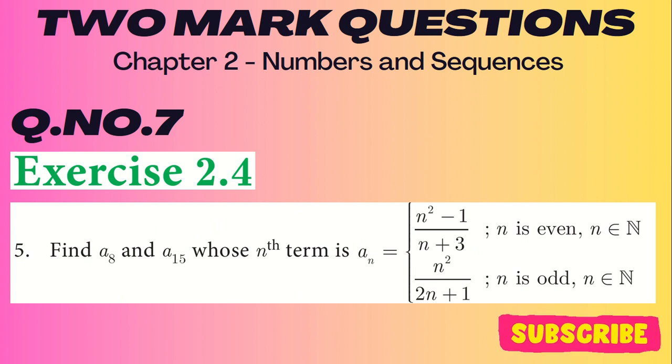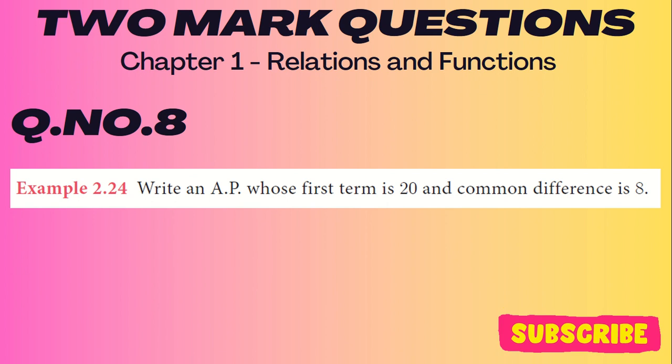Question number 7, exercise 2.4. In that, the fifth question: find a_8 and a_15 whose nth term is a_n = (n² − 1)/(n + 3), n is even, n belongs to N, and a_n = n²/(2n + 1), where n is odd, n belongs to N. Let us move on to the next question.